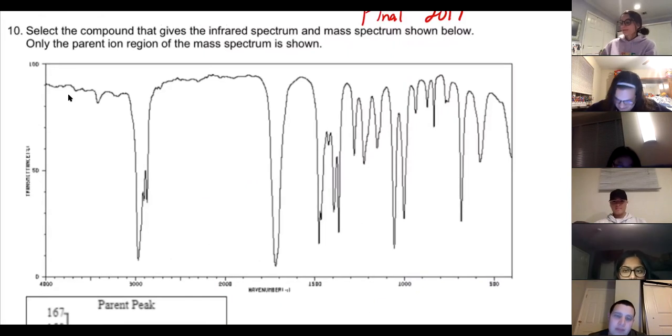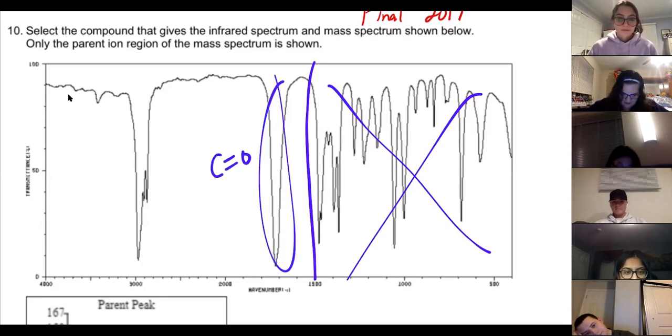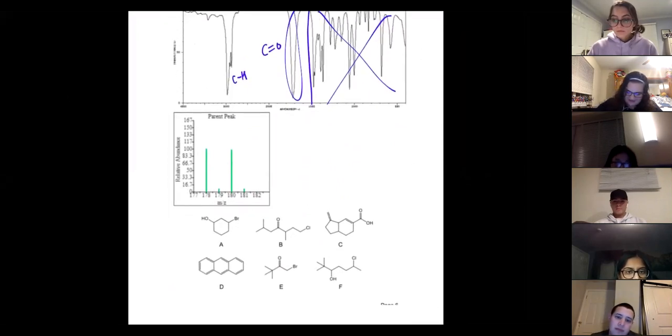Yeah, it's a carbonyl, right? Because once again, you ignore this region. Garbage. This dude, your carbonyl peak. Awful circle. Carbonyl. This is just your carbon-hydrogen stretching. Awesome. So we have a carbonyl, right? That's the first thing we've learned. So right away, I just cross everything out that's not a carbonyl. Okay.